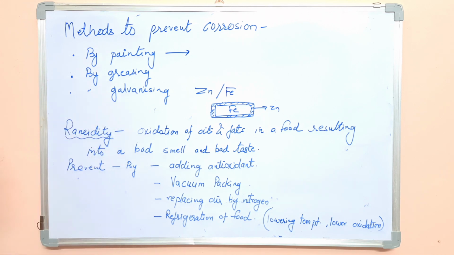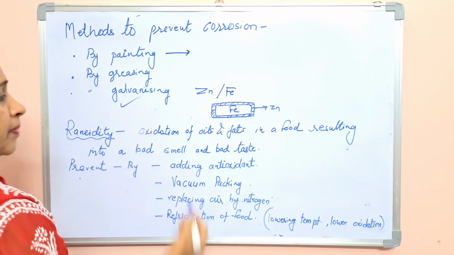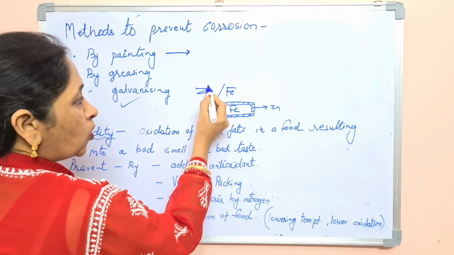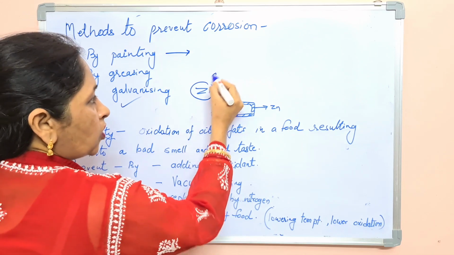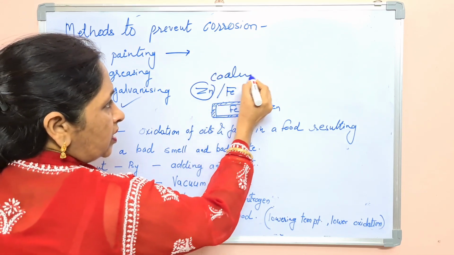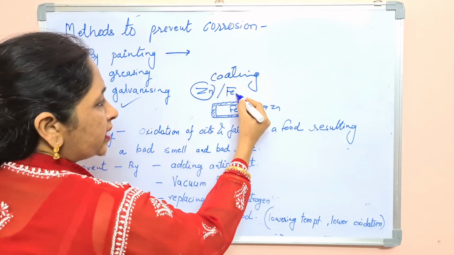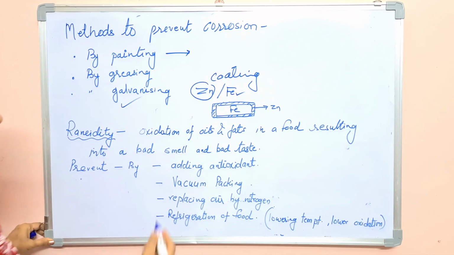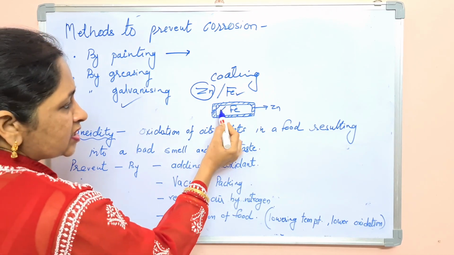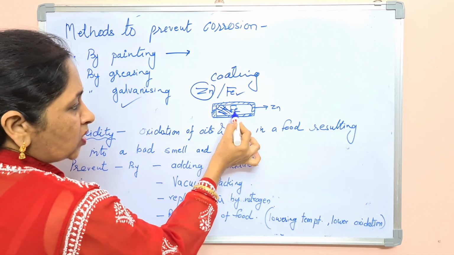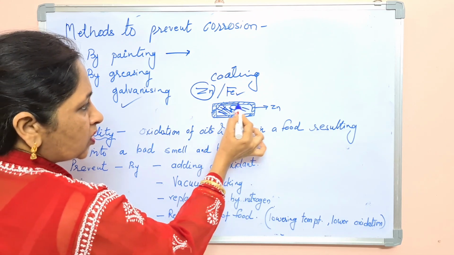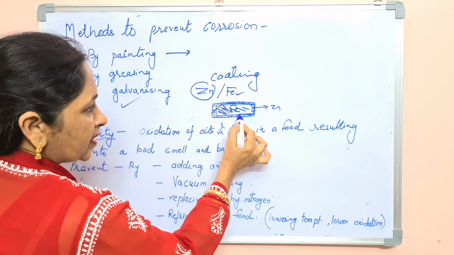Next method is galvanization. Just have a look at this galvanization. Galvanization is the process in which a coating of zinc is done on the surface of the iron. So for example, any article which is made up of iron, on the surface of the iron, the coating of the zinc is done.